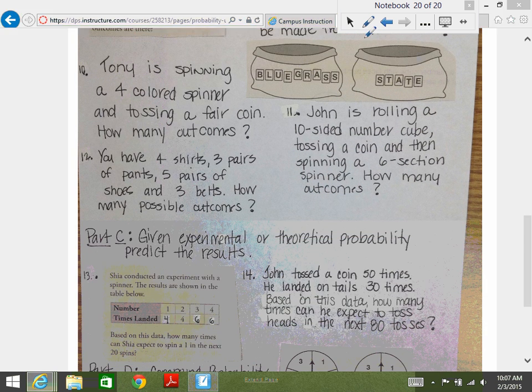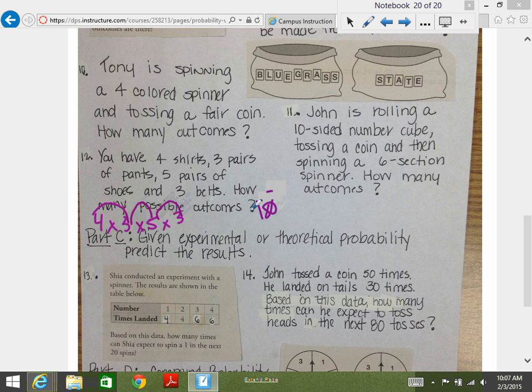You have 4 shirts, 3 pairs of pants, 5 pairs of shoes, and 3 belts. How many possible outcomes? How did you get that? 4 times 3 is 12, 12 times 5 is 60, and 60 times 3 is 180. Excellent.